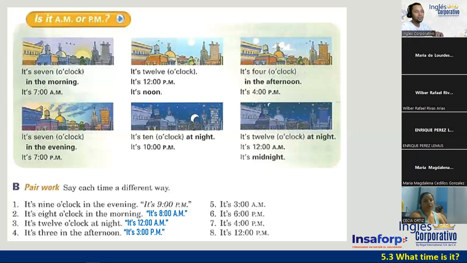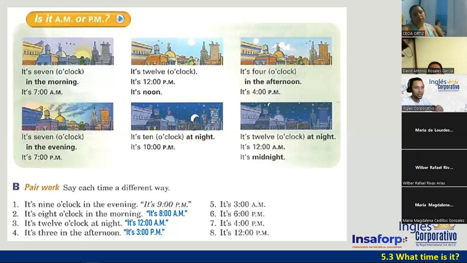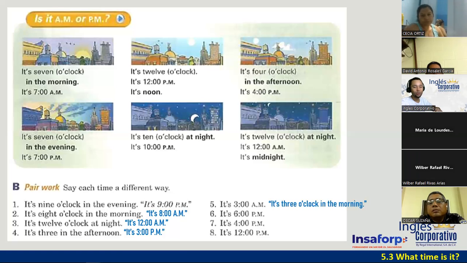Number five. Nos dice por acá, it's 3 a.m. ¿Cómo diríamos esto, pero de una forma más larga? Prácticamente es el proceso contrario a lo que estábamos haciendo hace un momento. It's 3 a.m. Who knows this one? Cecia? It's 3 o'clock in the morning. Okay, thank you. That's correct.